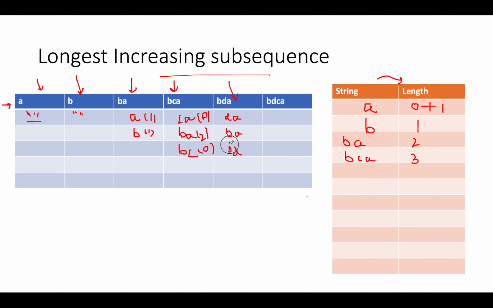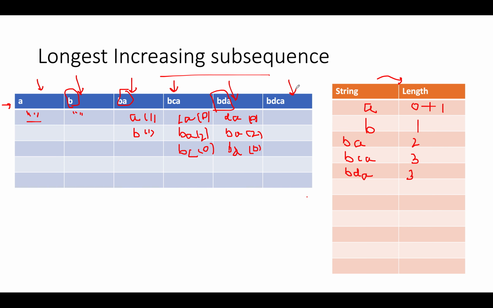So the length of DA is 0, it's not there in the map. The length of BA is 2. The length of BD is 0. What is the maximum length? It's 2. So BDA gets a value 2 plus 1, which is 3, which actually makes sense. So you have B, you have BA, you have BDA. So the length is 3 for BDA, up till BDA.